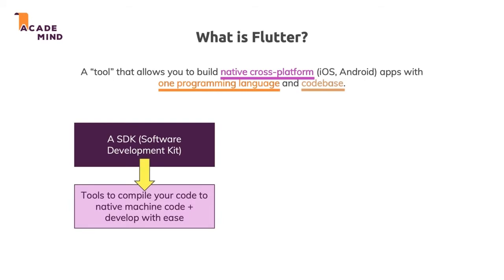Because if there were one programming language that would work on both platforms, we wouldn't need Flutter, but there isn't. Therefore, the one programming language Flutter uses doesn't work on iOS and Android, so it needs to be compiled to native machine code for iOS and native machine code for Android, so that we have code that does run on these platforms.